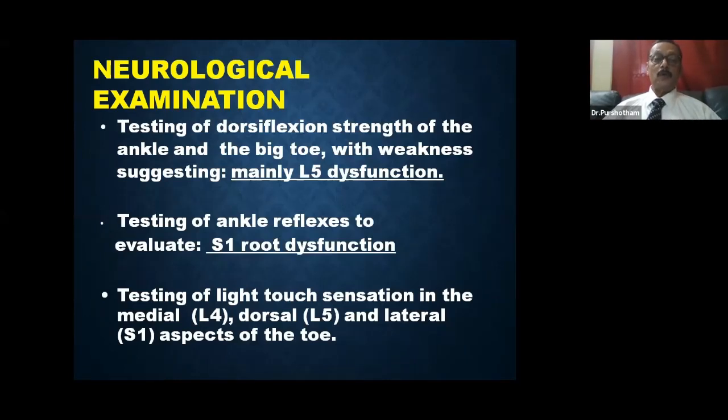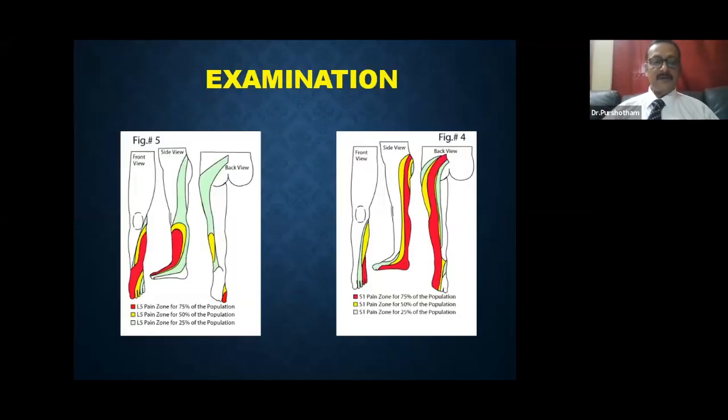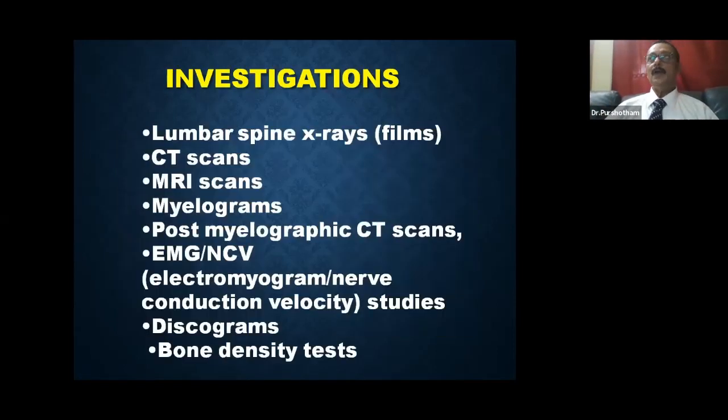And we have to do a neurological examination. If the SLRT is positive, definitely we have to rule out distal neurological involvement like ankle reflexes, knee reflexes, and also test the light touch sensation. You can take a wisp of cotton or some substance in your hand and look for the sensation, comparing to the other limb. As you can clearly see in this picture, the medial side is L4, the dorsal one is L5, and the lateral one is S1. So these are the typical nerve root segment zones of sensation, which you can decide.